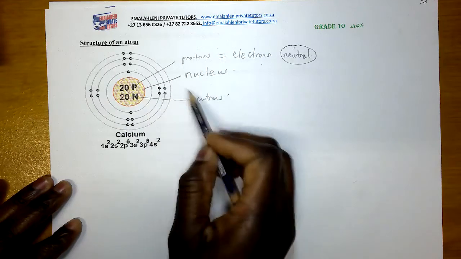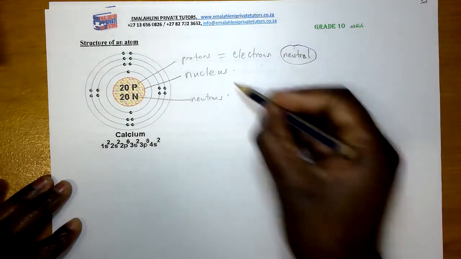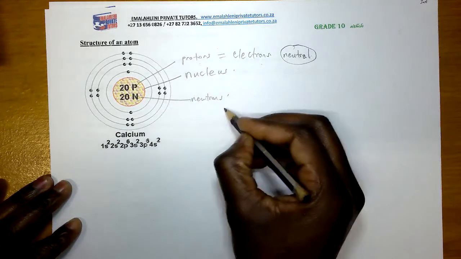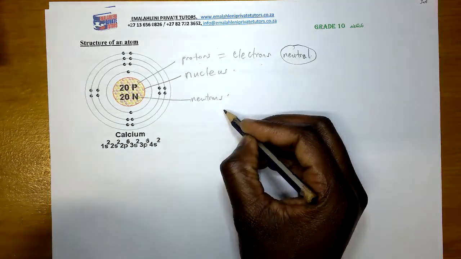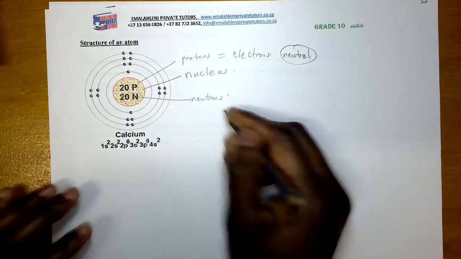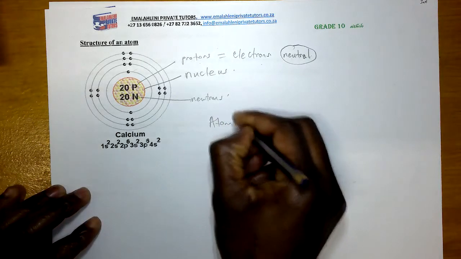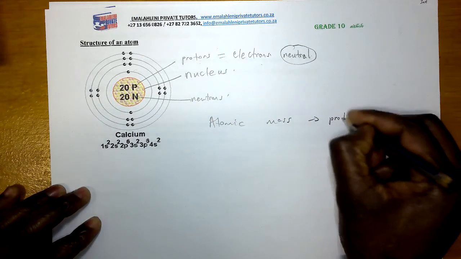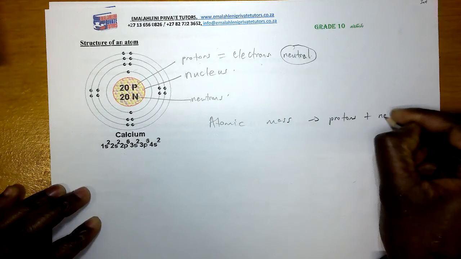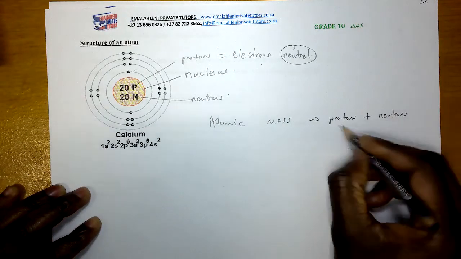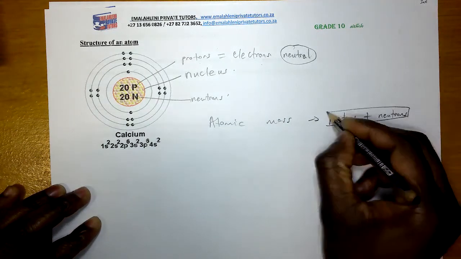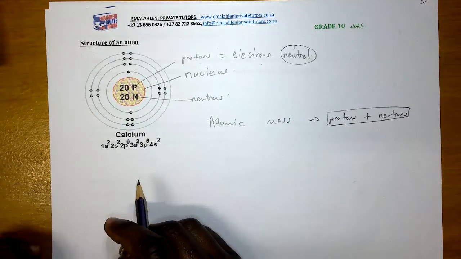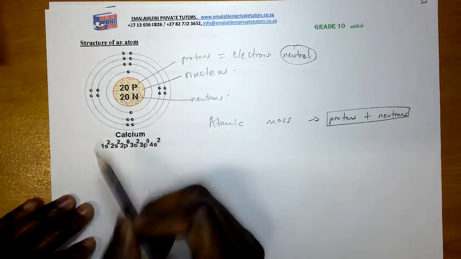Then in the nucleus, that's what we have. In the nucleus we have protons and neutrons, and this gives us what we call the atomic mass. So here, atomic mass is actually your protons plus neutrons. Neutrons plus protons give us the atomic mass.